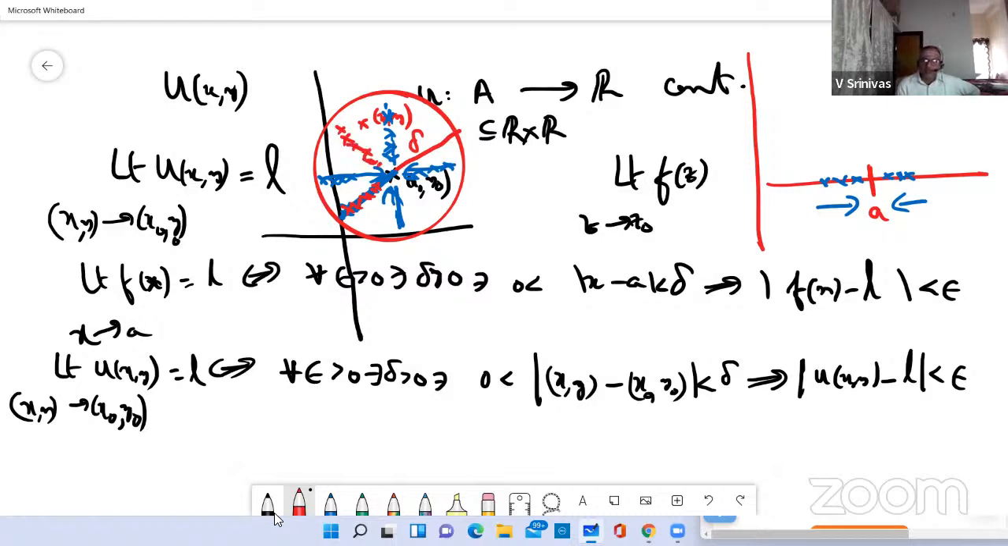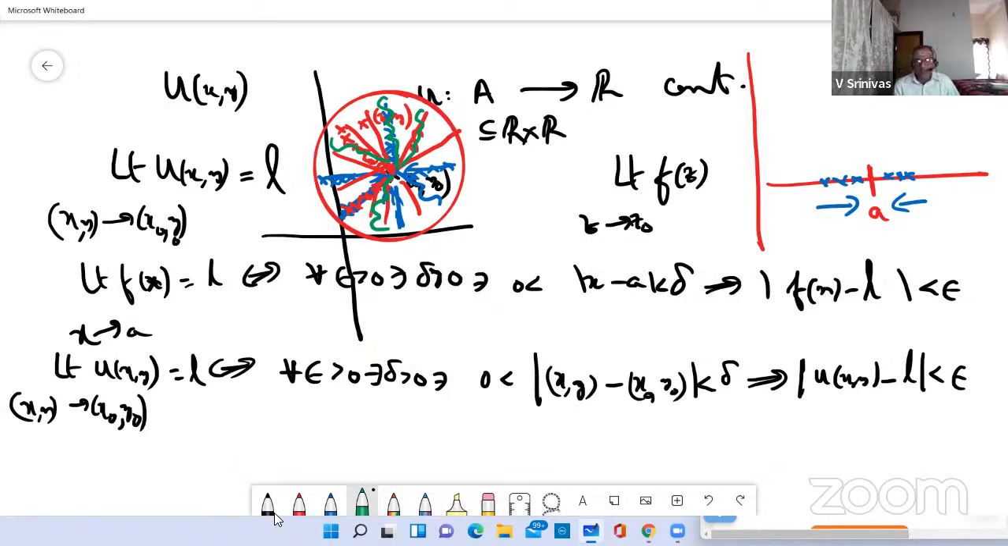You have so many directions. You have so many line segments passing through this center. Along any of these lines, you may approach the center. You can take any curves also, not only line segments. You can take any curve you like. You can approach x naught, y naught on curved paths also. So you can approach x naught, y naught in an infinite number of directions.